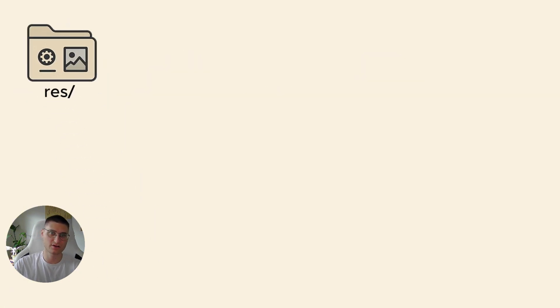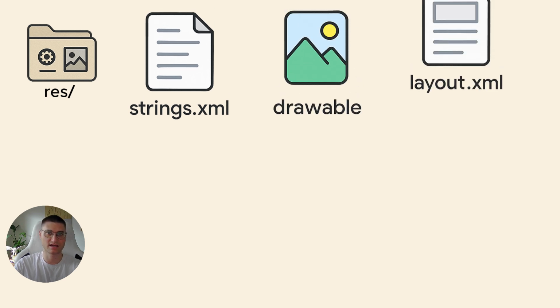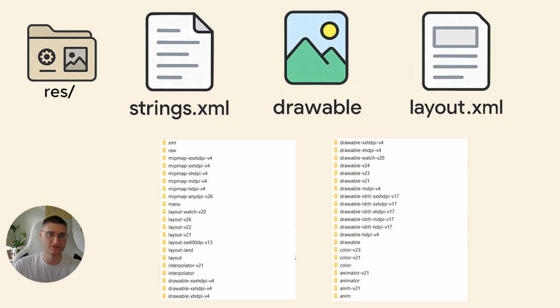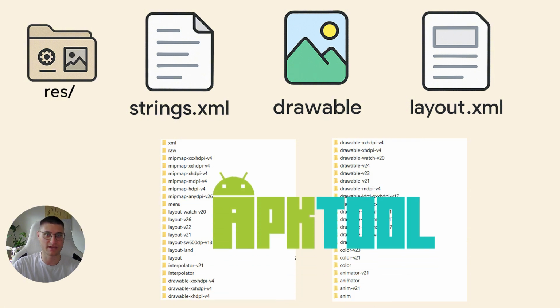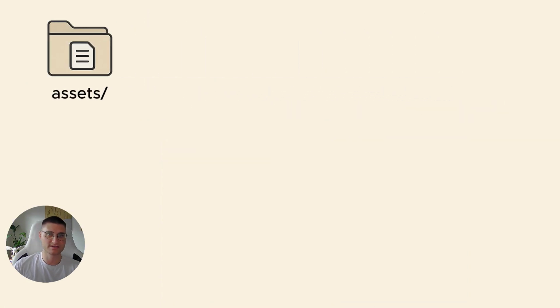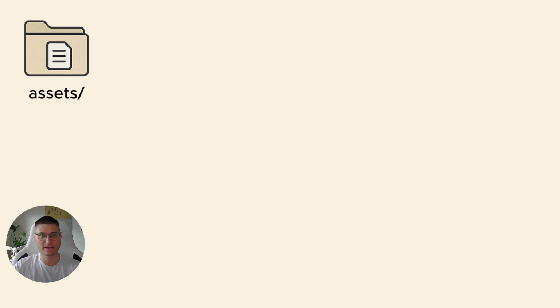The res directory contains all compiled application resources like strings, images, layouts, and so on. Reverse engineers often inspect resources to find hidden strings or to understand the UI flow. Most XML files in this directory are compiled into binary XML, which can be easily decompiled using different tools like APKTool. The assets folder contains raw files which can be read by the application during runtime.